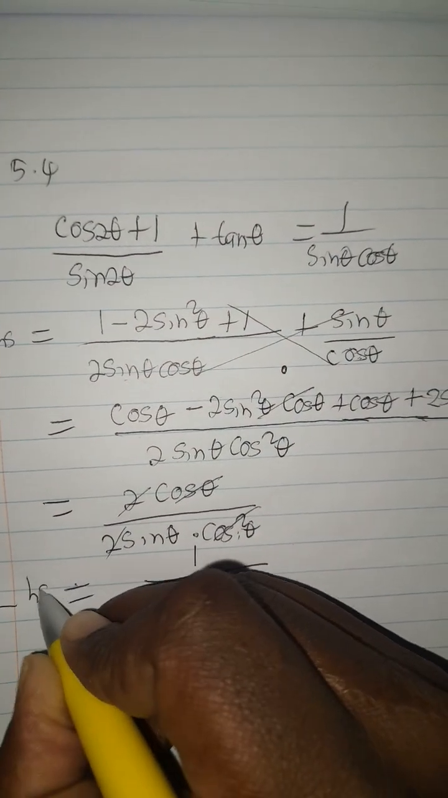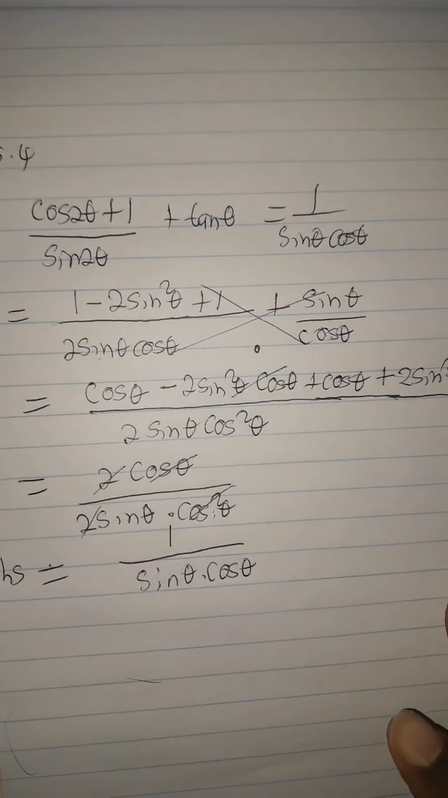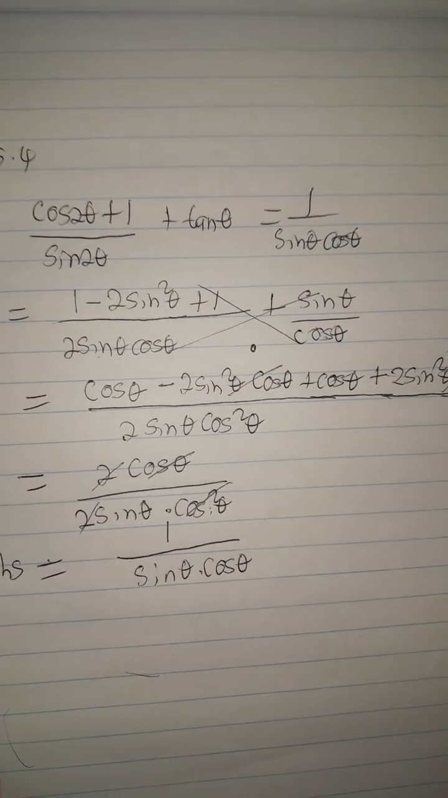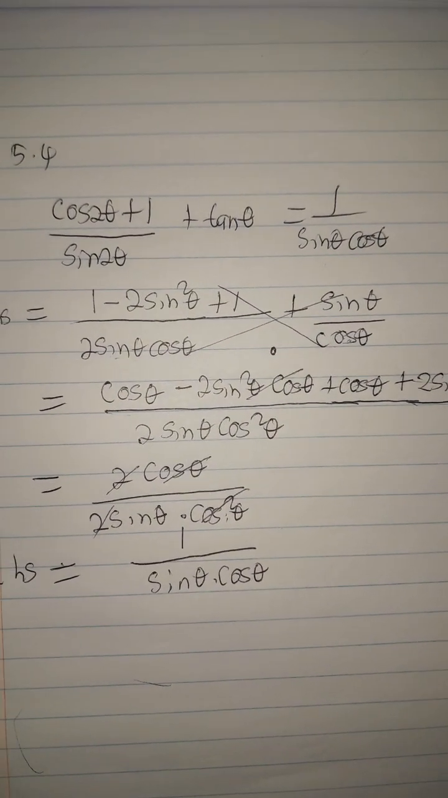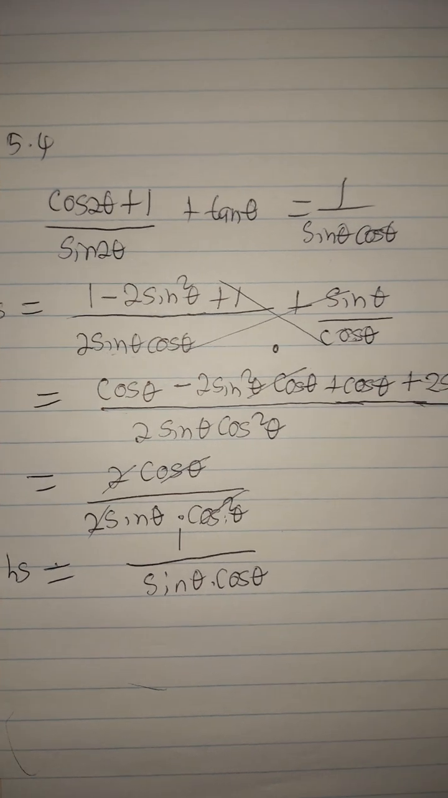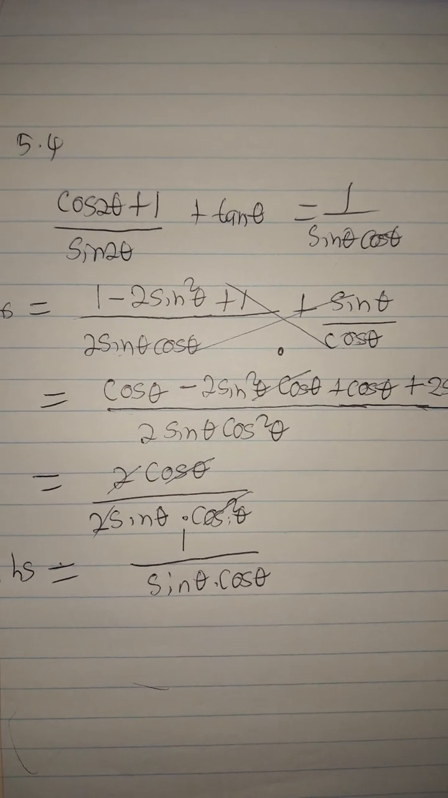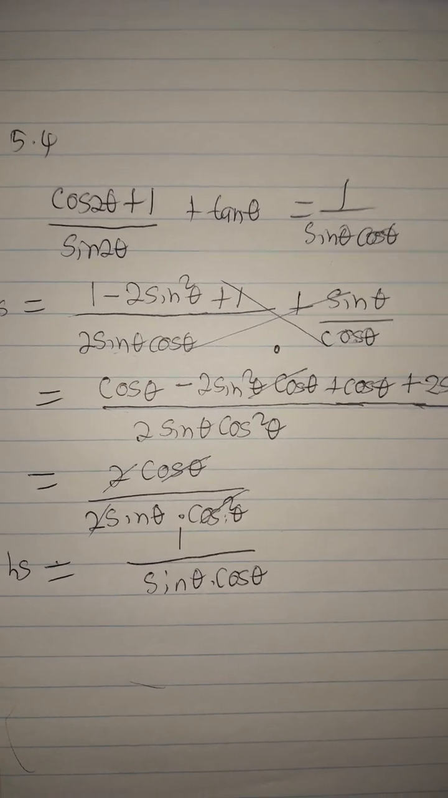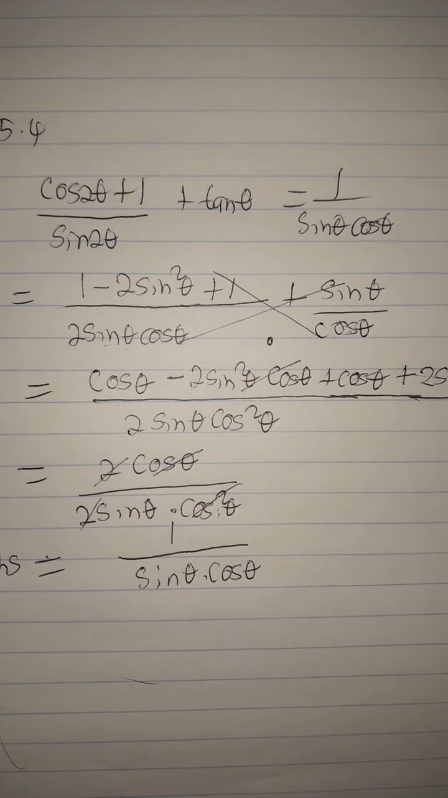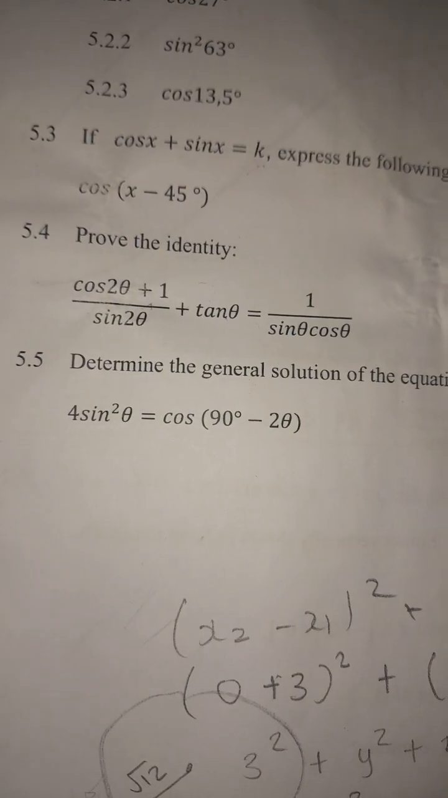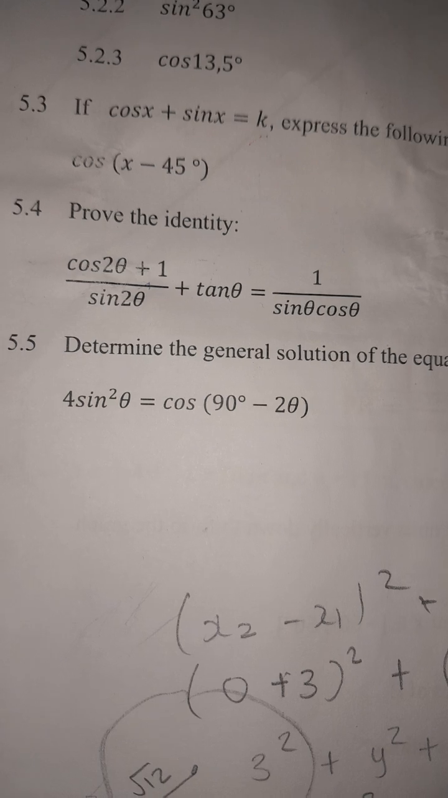Then the left hand side, we could see, is equal to the right hand side, which is this side, right? So that's how you can deal with 5.4 when proving. You can also use other double angle formulas to prove. Any appropriate method can work here. Then lastly, we will look at 5.5.